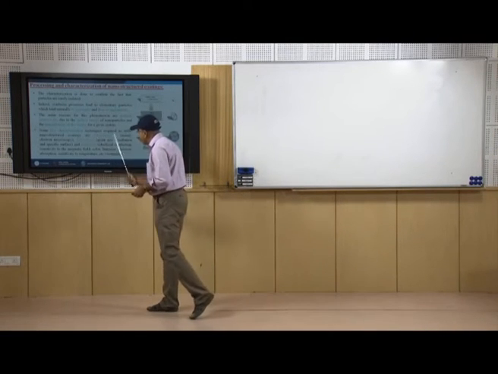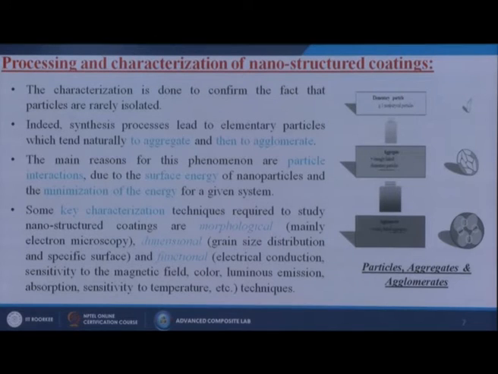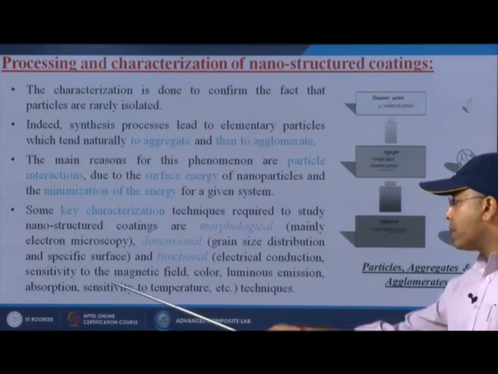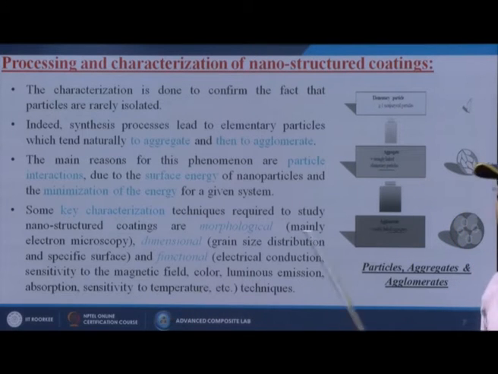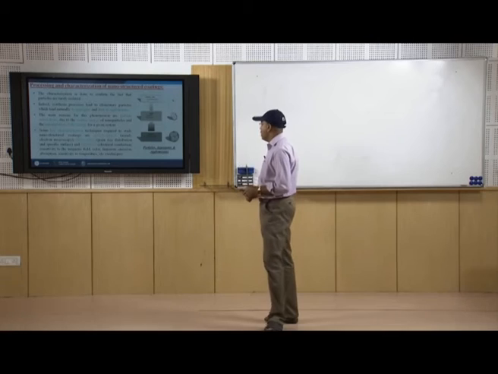Some key characterization techniques required to study nanostructured coatings are morphological, mainly electron microscopy, that means morphological study of this kind of nanoparticles; dimensional, like grain size distribution and the specific surface geometry; and then functional, like electron conduction, sensitivity to the magnetic field, color, luminous emissions, absorption, sensitivity to temperature, etc. Those all are the physical properties of these particular techniques.